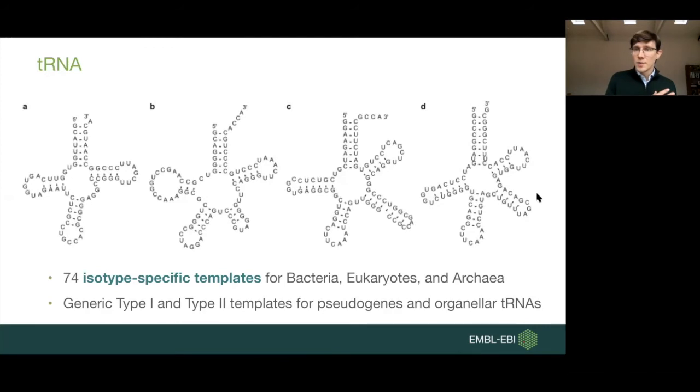On the other side of the spectrum, for very small RNAs, such as tRNAs, we also have a large number of templates. We have 74 different isotype-specific templates for tRNAs that really help model different types of variable loops and various structural features in different tRNAs.